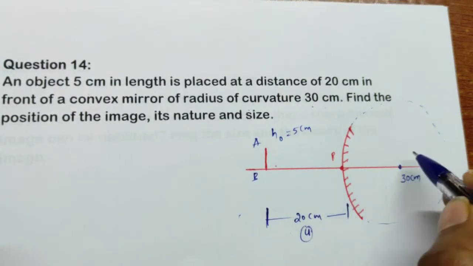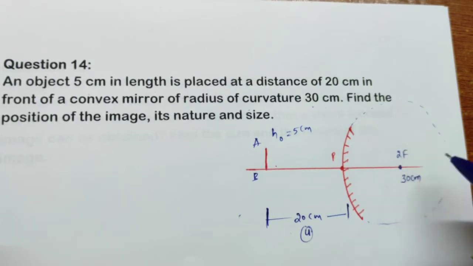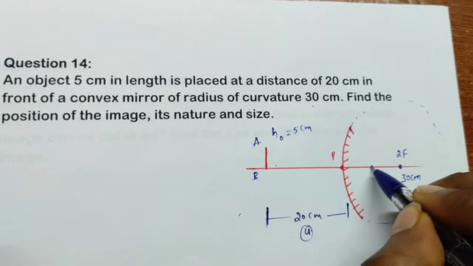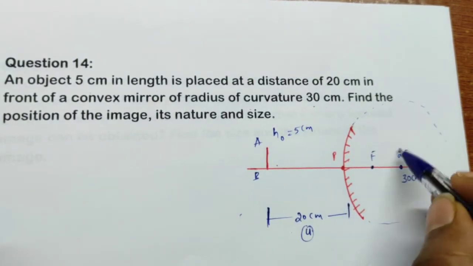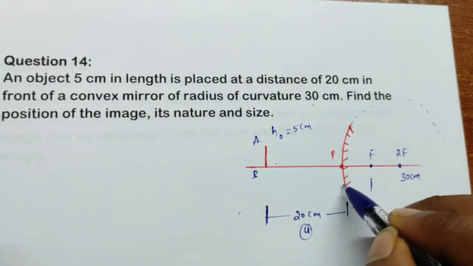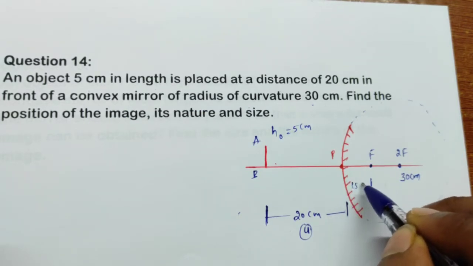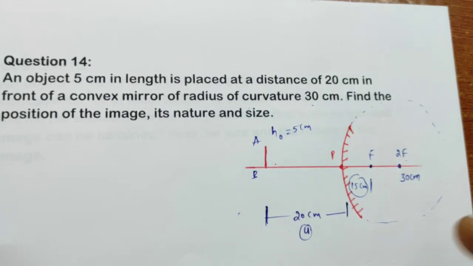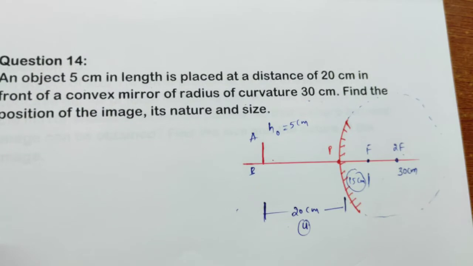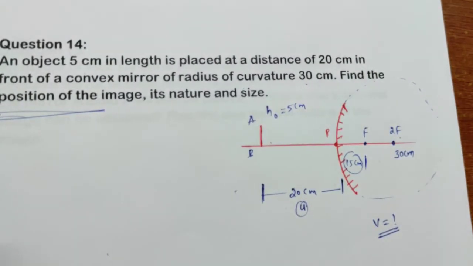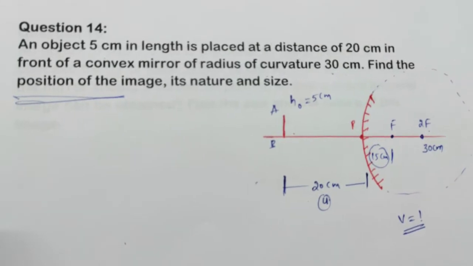The radius of curvature, which is the center, is nothing but 2f, 2 times the focus, and it is 30 centimeters. So 2f is 30 centimeters, then f is 15 centimeters. From the pole to the focus is 15 centimeters. So we know the focal length, the object distance, and the height also. Find the position of the image, which means they are asking for V, and its nature and size also.